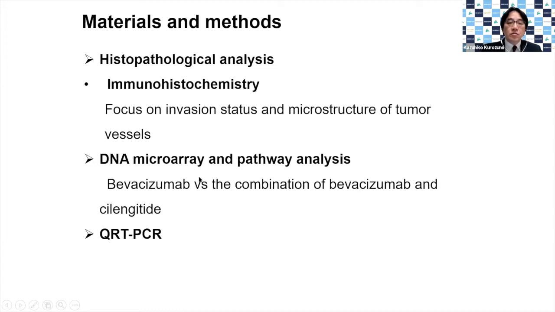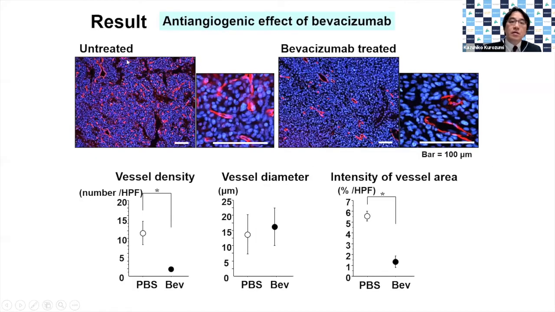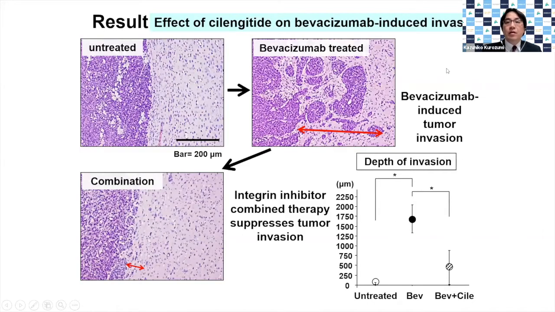Then we checked immunohistochemistry, microarray, and qPCR analysis. There's the anti-angiogenic effect of bevacizumab. This is the untreated one, and this is the treated one. The vessel number goes down with bevacizumab. But bevacizumab also induced tumor invasion, like this one, compared to the untreated ones.